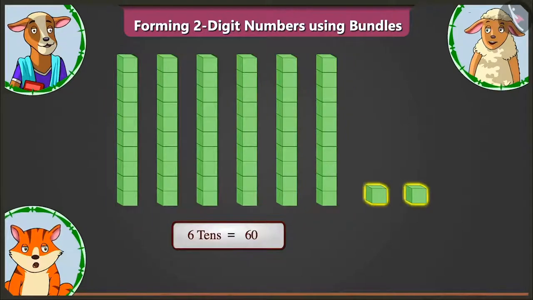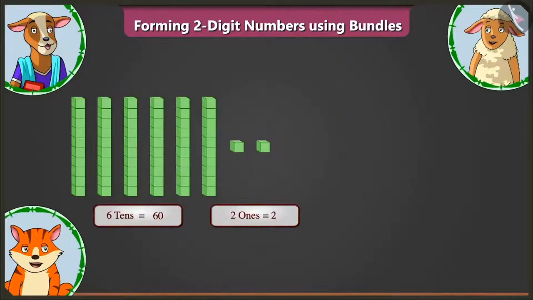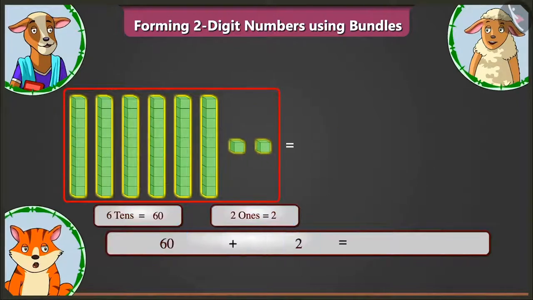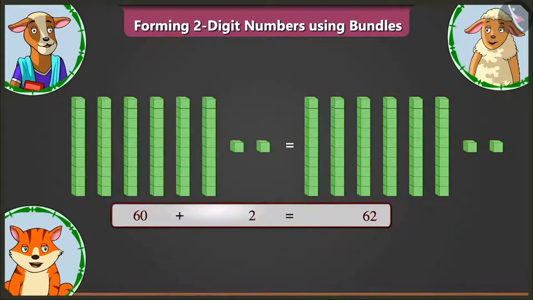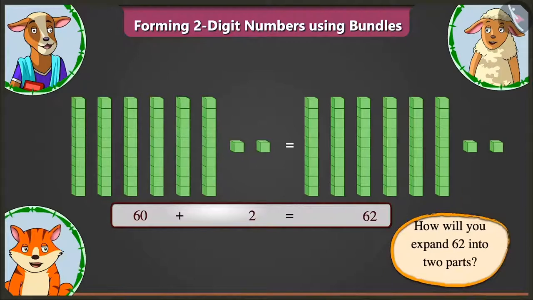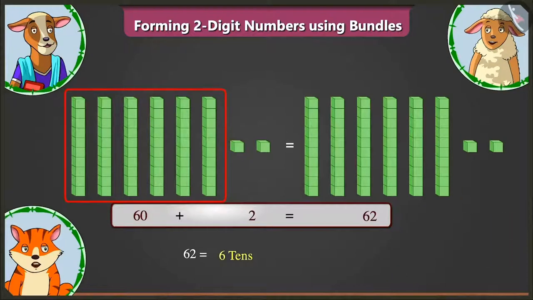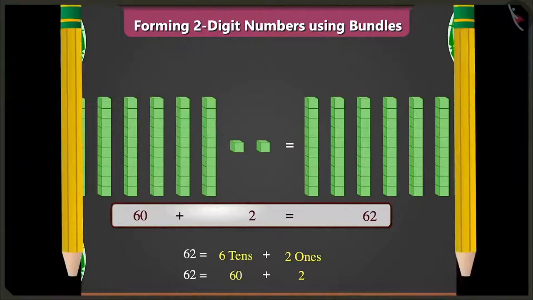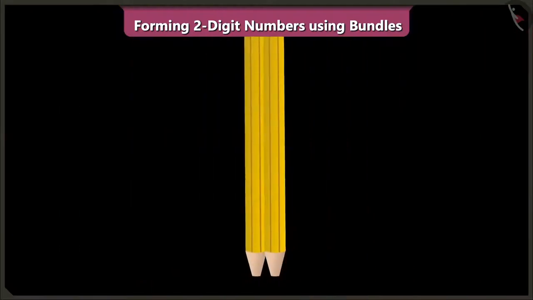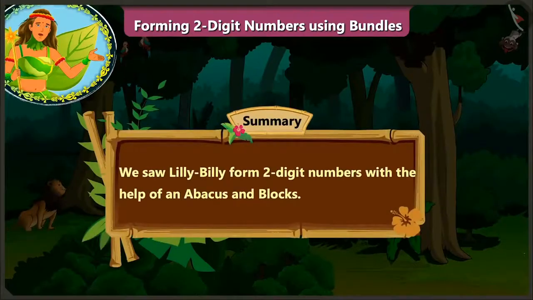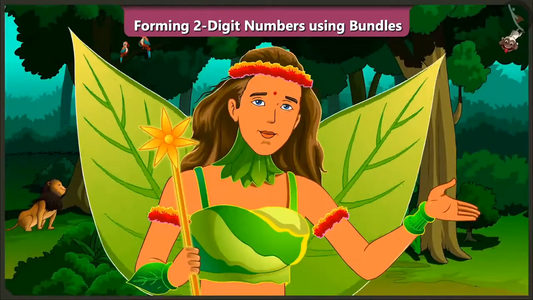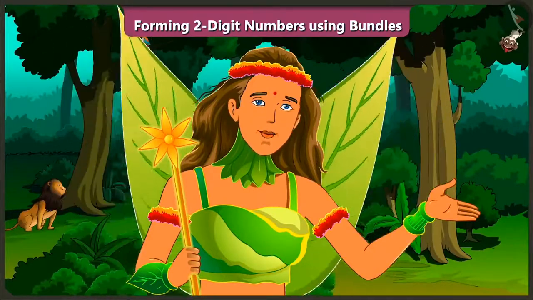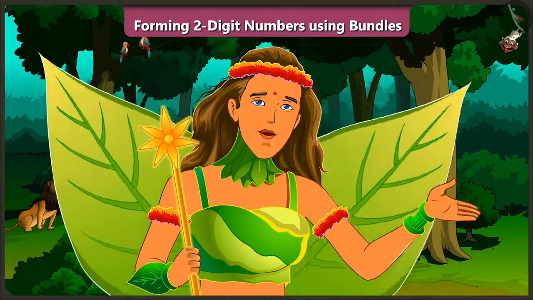Now, there are 2 small blocks which means there are 2 ones. Very good. Now, adding 2 to 60, here we have 60 and 2, giving us number 62. Now, how will you expand 62 into 2 parts? 62 means 6 tens and 2 ones. That means the 2 parts will be 60 and 2. Absolutely right, Billy. Children, you saw Lily and Billy form 2-digit numbers with the help of abacus and blocks. In the next video, we will understand some interesting facts about forming 2-digit numbers with the help of bundles of tens.